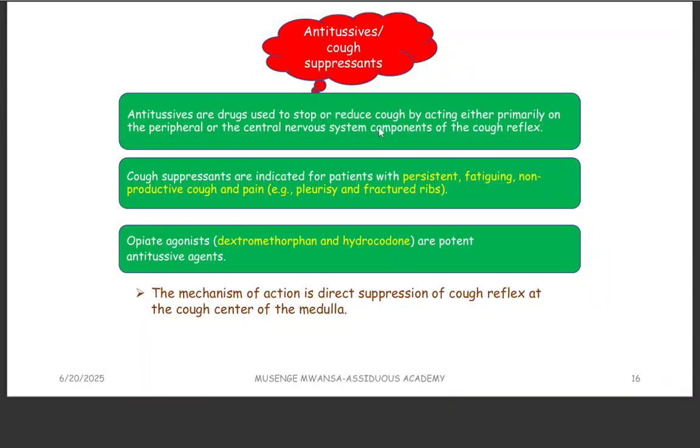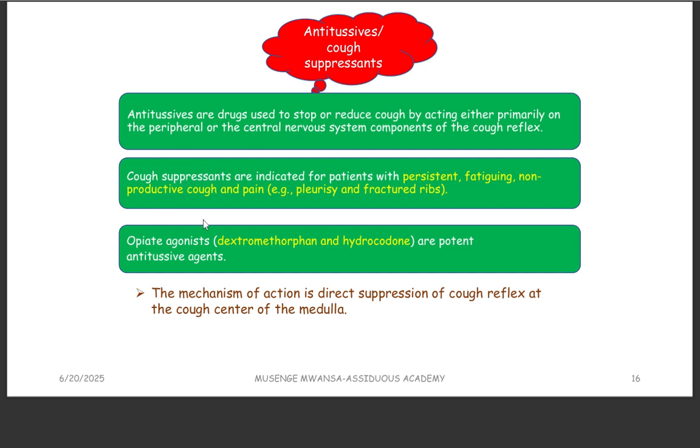And then for the antitussives, which we also call the cough suppressants. Antitussives are drugs used to stop or reduce cough by acting either primarily on the peripheral or the central nervous system component of the cough reflex. Okay, basically trying to stop the cough itself.